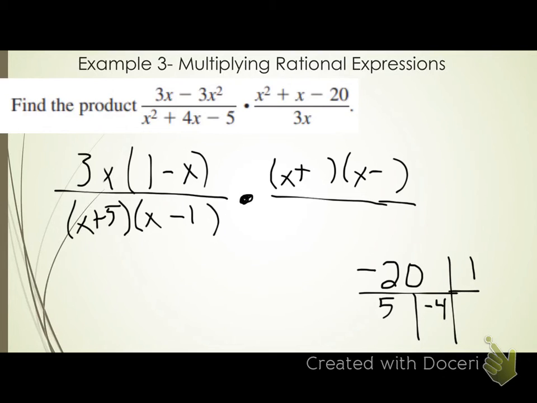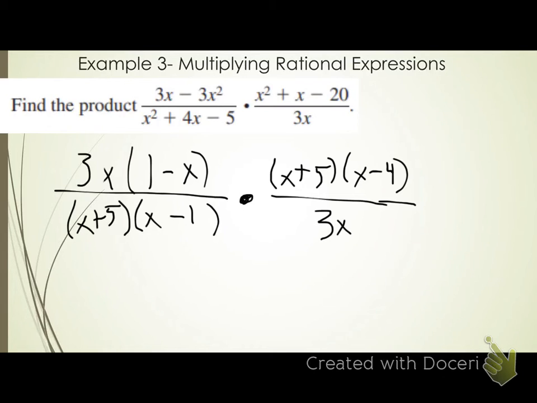5 times negative 4 gives me negative 20. 5 plus negative 4 gives me 1. So it's x plus what? 5x minus 4. Questions on that numerator? Wouldn't it just be 3x? Yep, 3x cannot be factored, so we just keep it as 3x. Questions on how I factored it all?